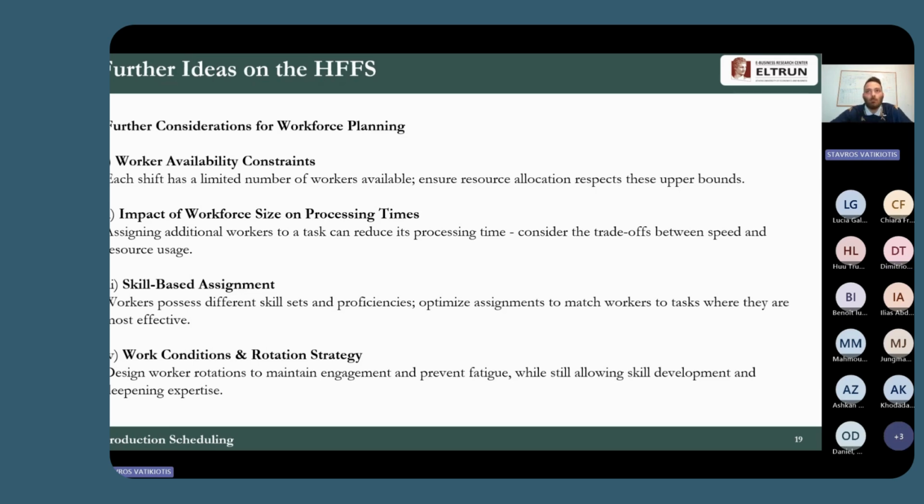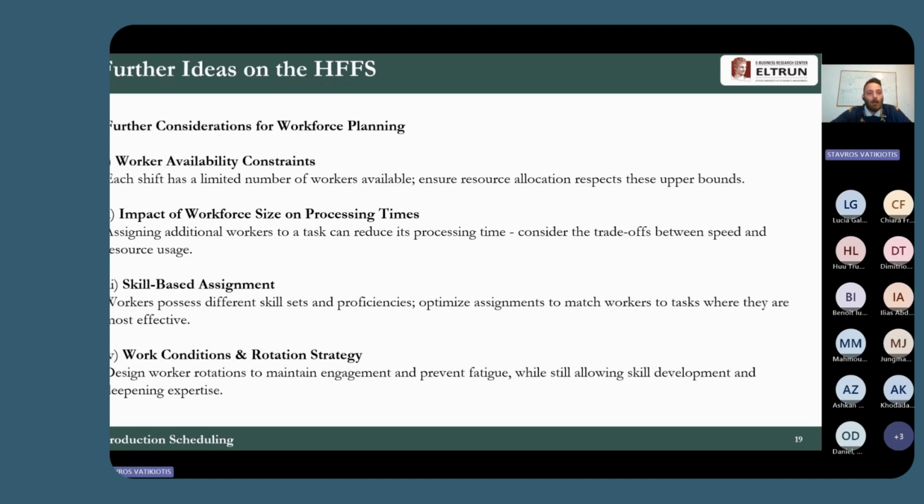The second one is the impact of workforce size on processing time. So, for example, if one worker needs 5 minutes to do something, we need to see what would happen if 2 workers were allocated on this job, and how this processing time would be reduced. On the other hand, once we have accomplished the first 2 points, we may also have skill-based assignment, which is that some workers may be more skilled in doing some specific operations within the plant, but we may also have other workers who are more skillful in other tasks.